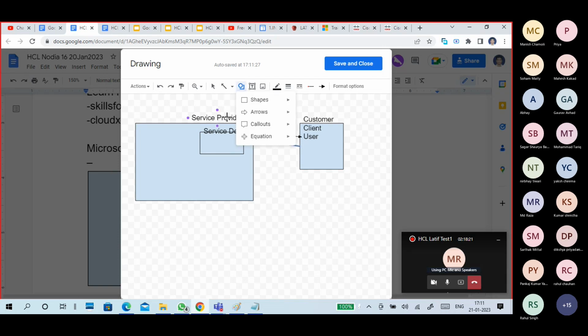What will the service desk do? The service desk will ask the customer some questions. What are his requirements? What is his request? What are his issues? Knowing what the customer requires and what kind of support he requires, we should understand it, and we put it in a ticket.